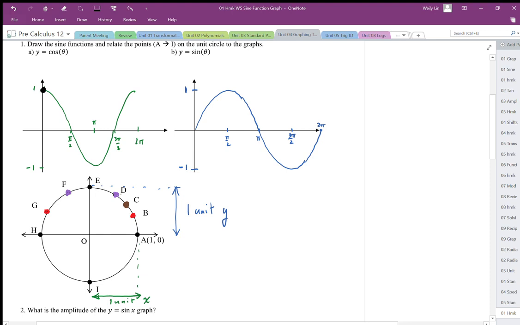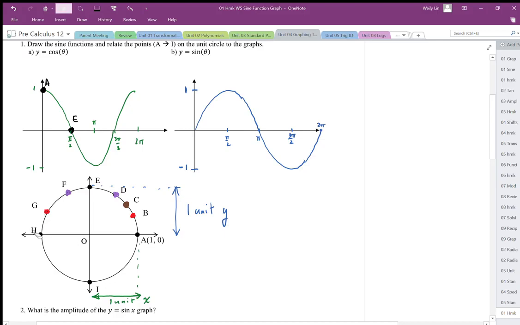As I rotate around the circle from A to E, I'm going to hit 0. That's where my 90 degrees is right there. So 0 is going to be at that point. That's going to be E. Maybe I should label that E. This is A. And I'm going to go to the next black dot.